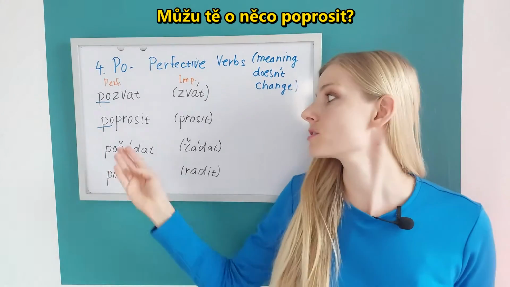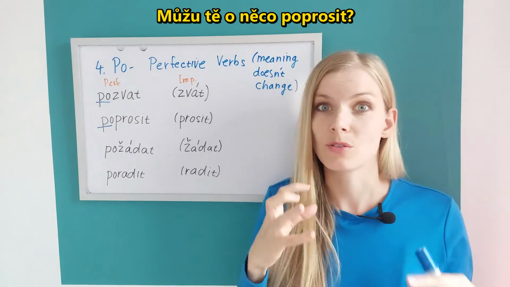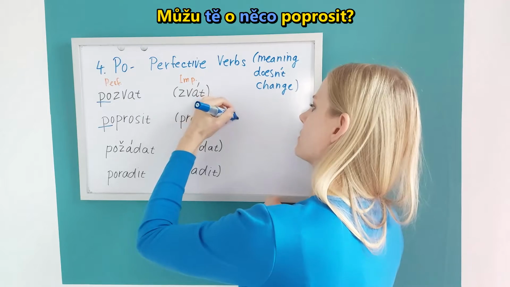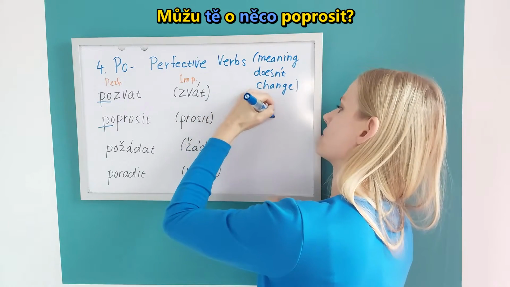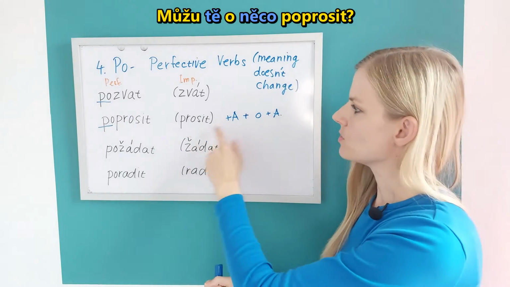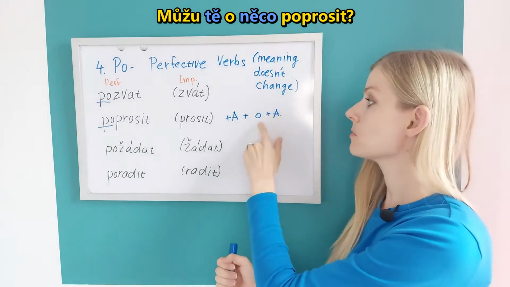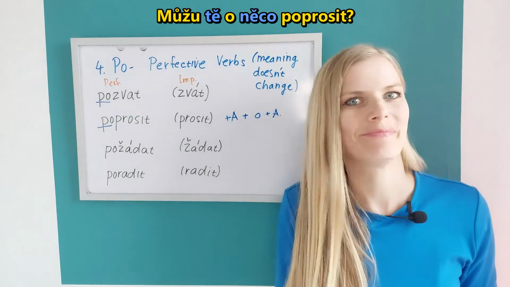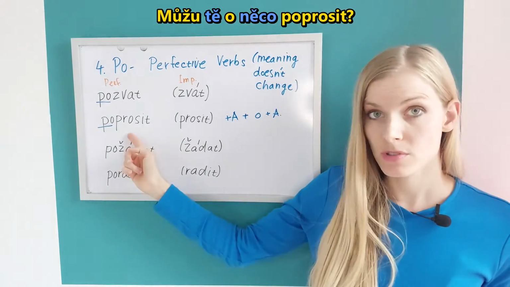When you make sentences with these 2 verbs, it's good to keep in mind the construct of the sentence. Můžu tě, that's the accusative case, o něco poprosit. So when you ask someone, that's the accusative case. For something, that's the preposition o, and the accusative case as well. Můžu tě o něco poprosit?